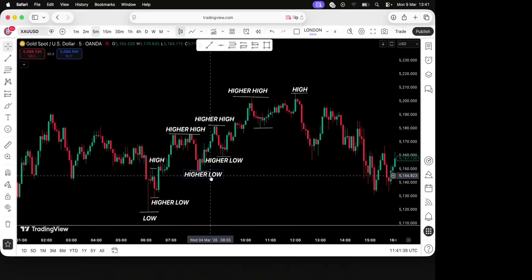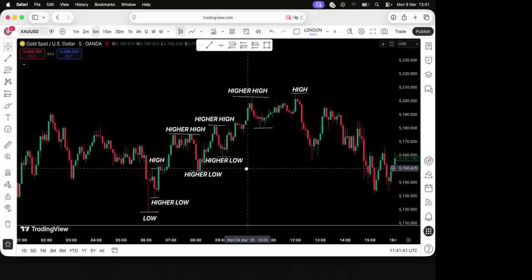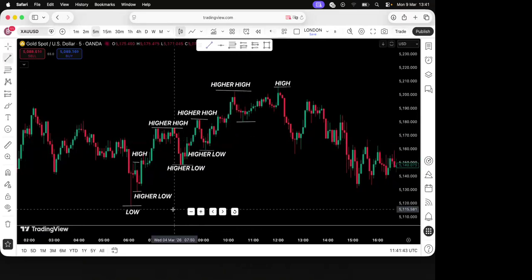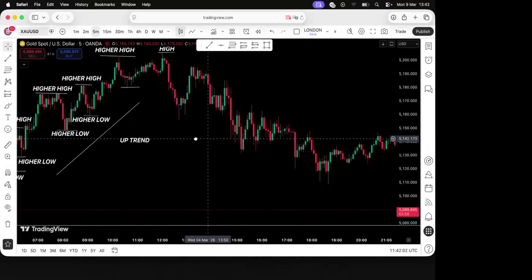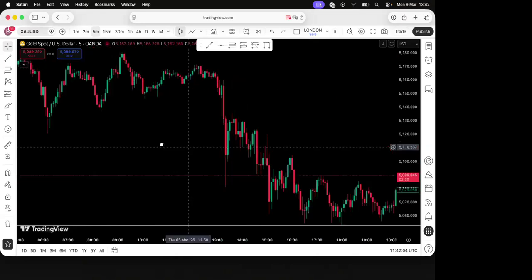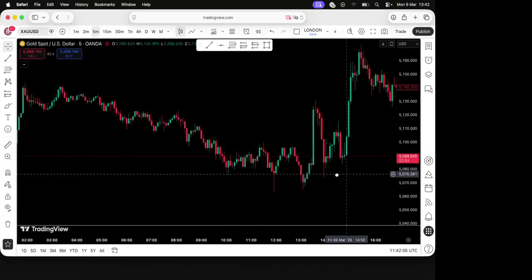If we're creating higher highs and then higher lows, that means, guys, we are in an uptrend. Uptrending market. So we've got our uptrend where we're creating lows, highs, higher lows, higher highs, higher lows, higher highs. That means we're trending upwards. It's called an uptrend.